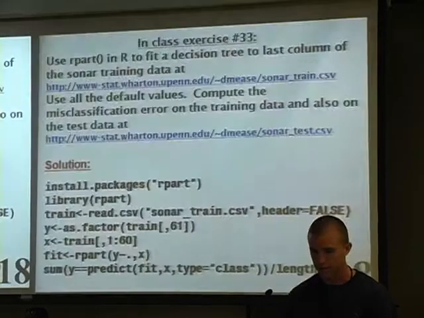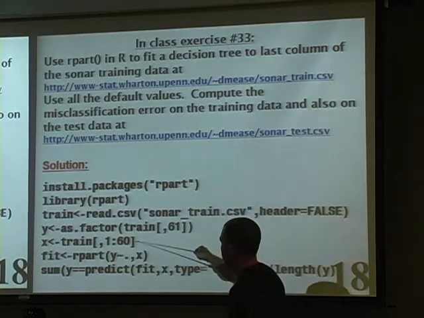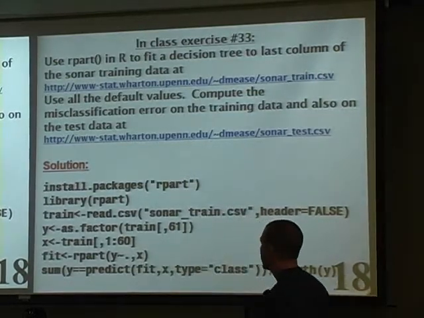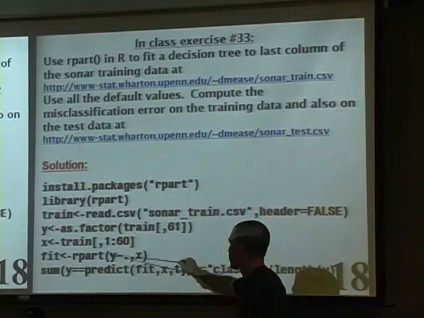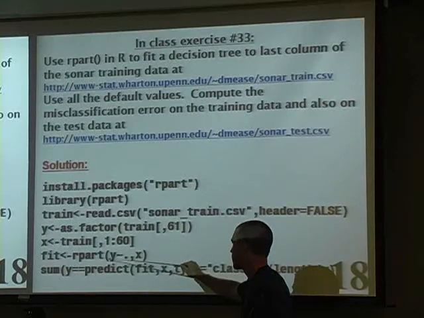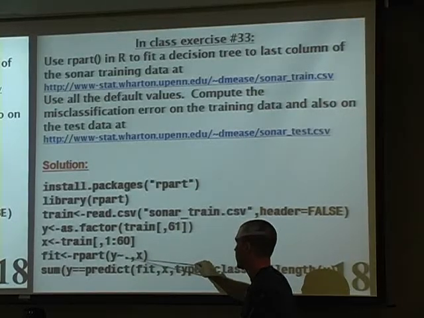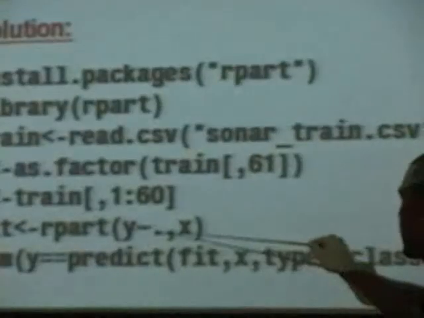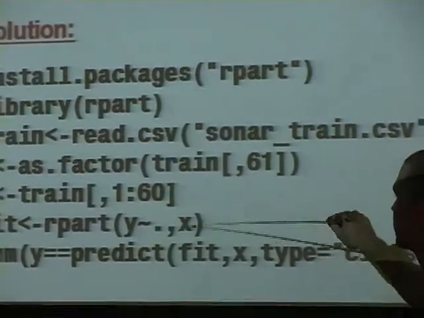Some people like 0 and 1. Depends on who you are, what you're trying to do. Then X is the rest of the data, right? X is columns 1 through 60. And then here's the key, right? The syntax is rpart, y, which is, of course, your response, your factor, your two-class vector. This is the tilde, and then dot, right? Dot just means everything. You don't have to write x1 through x60, you just use dot. And then comma, the second argument is your data excluding your response.